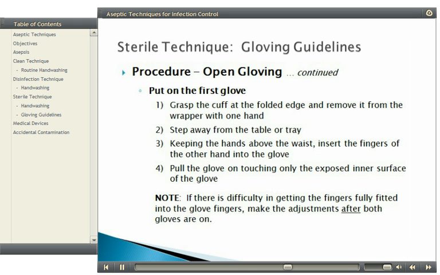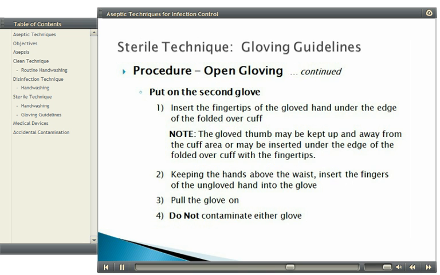Pull the glove on, touching only the exposed inner surface of the glove. Note, if there is difficulty in getting the fingers fully fitted into the glove fingers, make the adjustments after both gloves are on. Sterile technique, gloving guidelines.